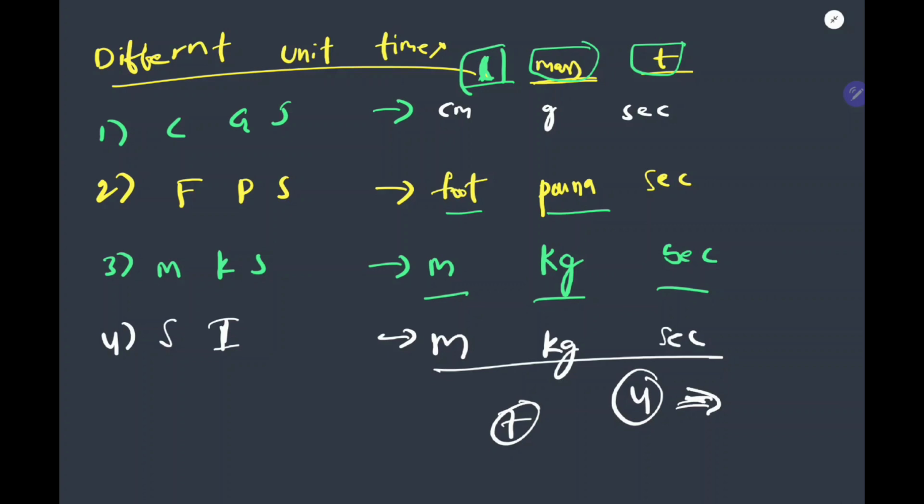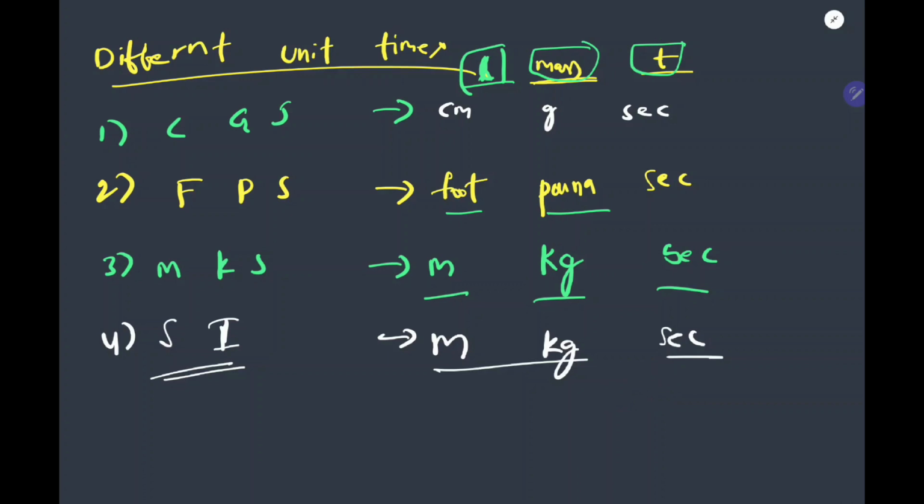So is there any problem to use the CGS system, FPS system, MKS system? No problem. But scientists use the SI system very much for uniformity. So this is SI unit. In the latter part of this lesson, I will introduce those extra 4 units, not measurements. I will introduce those units now.